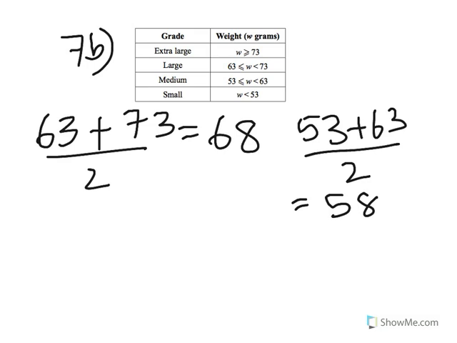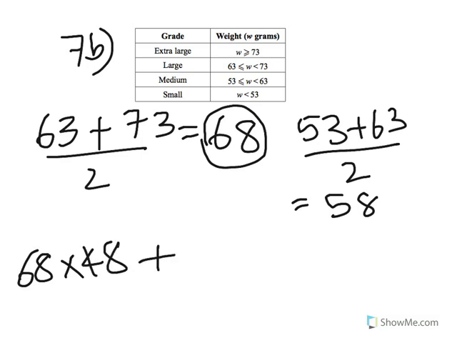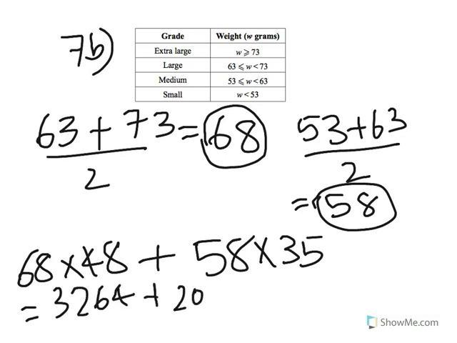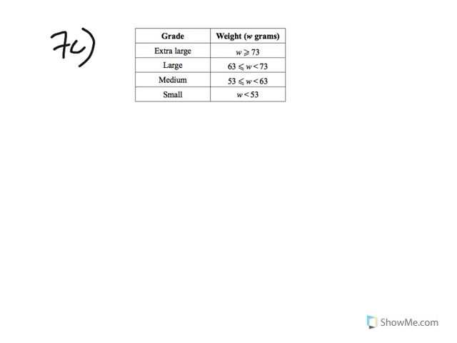Now, to find the total weight, all we have to do is multiply the mass of each large egg by the number of large eggs, and we add this value to the mass of each medium egg multiplied by the number of medium eggs. This will give us a total of 3,264 plus 2,030, which gives you 5,294 grams.